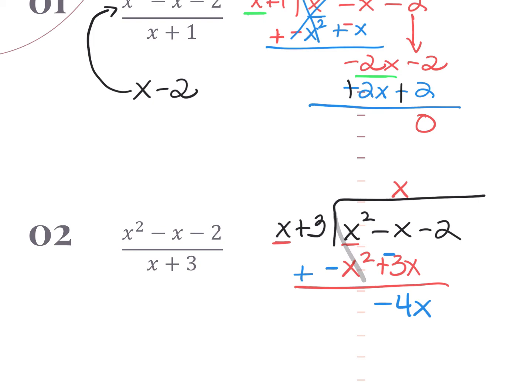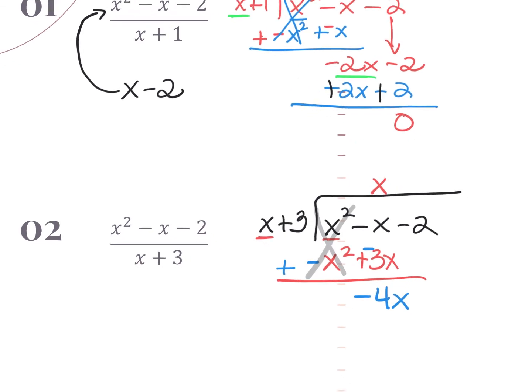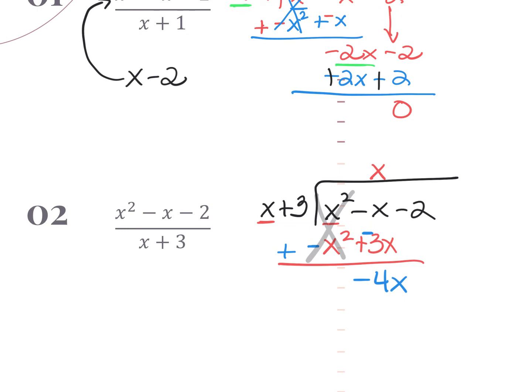This is gone. It cancels. X squared plus negative x squared is 0. Bring down your next term. What are we going to multiply x by to make it a negative 4x? And I'm going to multiply it by negative 4. I distribute negative 4 to the x and to the 3.